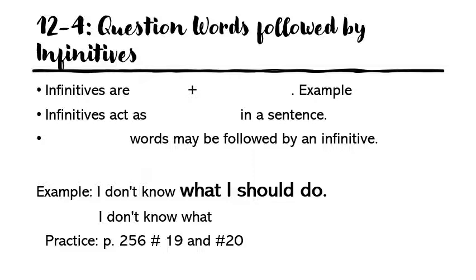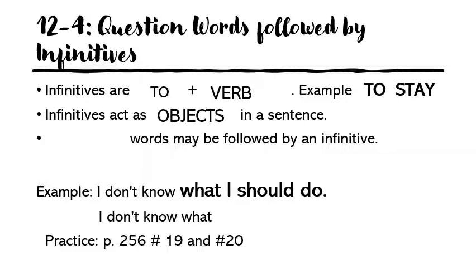We have to review what infinitives are. Infinitives are to plus a verb. An example would be to stay. Infinitives in English can act as the objects in a sentence. That means they can come after a verb in a sentence. Question words may be followed by an infinitive.